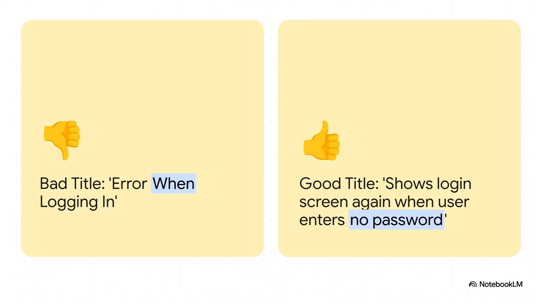And just look at this comparison here. This is so important. A title like "error when logging in" tells a developer almost nothing useful. It's just noise. But a title like "show the login screen again when the user does not have the password," boom. That tells the developer the exact behavior happening under a specific condition. You've just saved them a ton of investigation time.